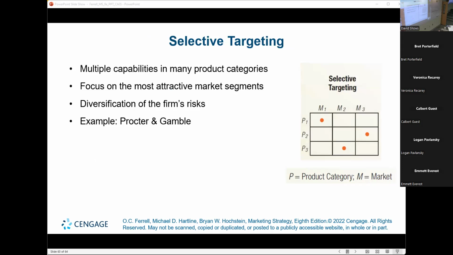Selective targeting. I got Procter and Gamble almost right. Multiple capabilities in many product lines, and you focus on the most attractive market. It diversifies the firm's risk. You're not solely counting on a single product. So it means that if one product fails, you can still go on. I would even say, ESPN and the Disney whole series are multiple markets with multiple products as well.